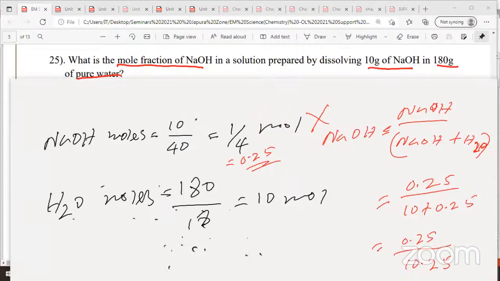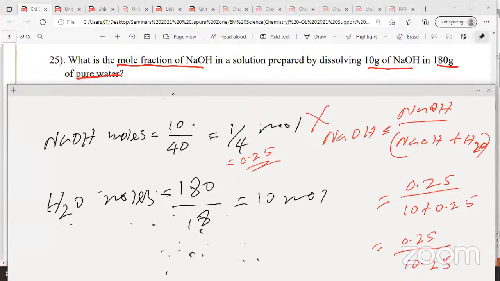I think if you multiply both by 4, there's no answer they have given here, right? This is the correct method, you should get it. You get 1 over 41 as the answer. But no, they have given 1/11. Most probably they have given wrong data here.